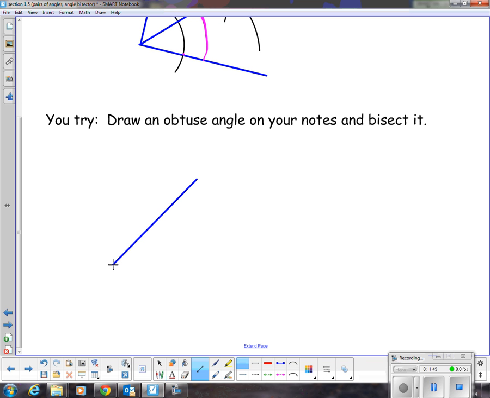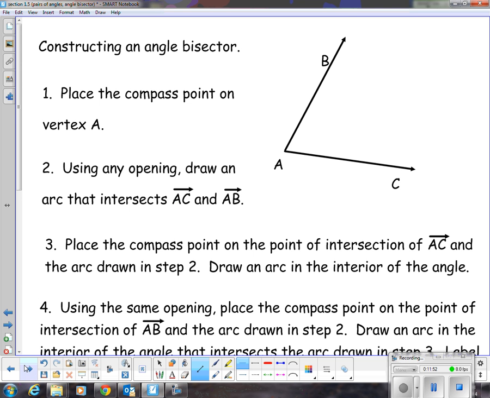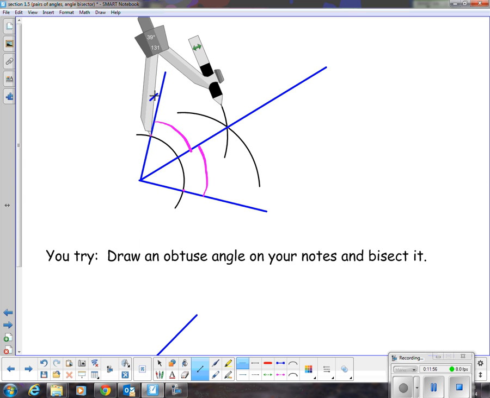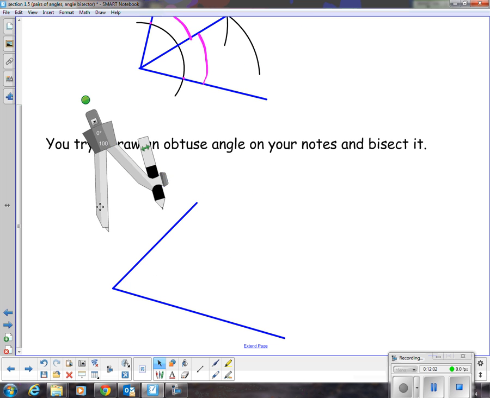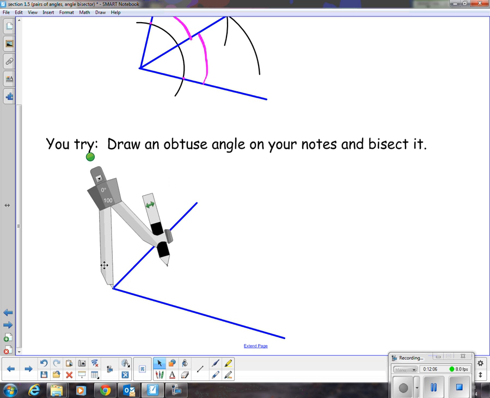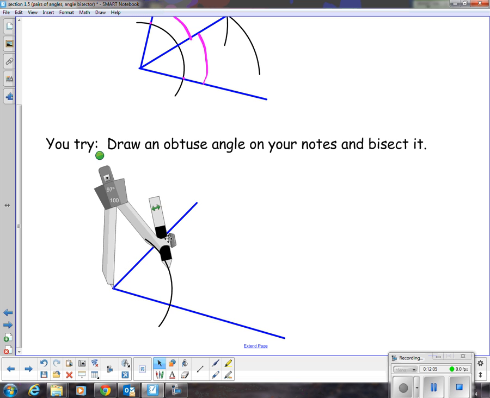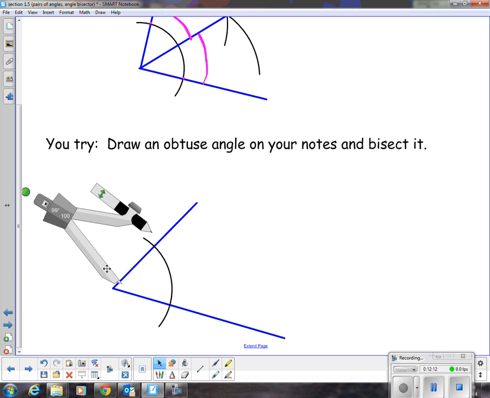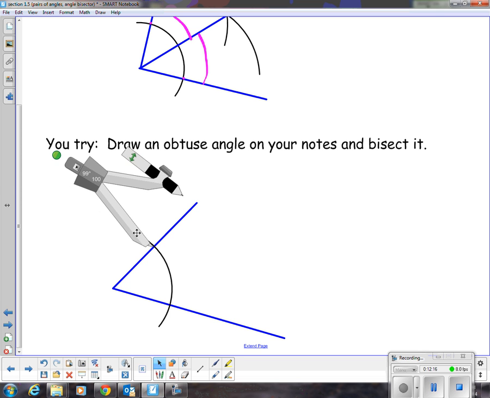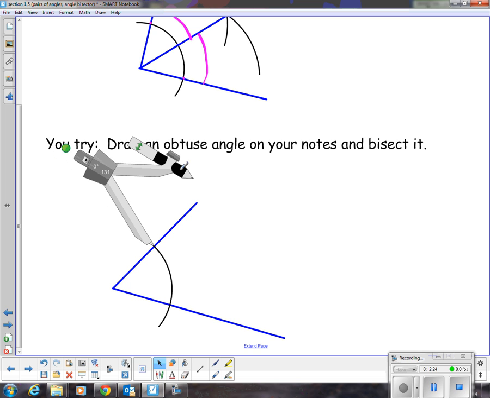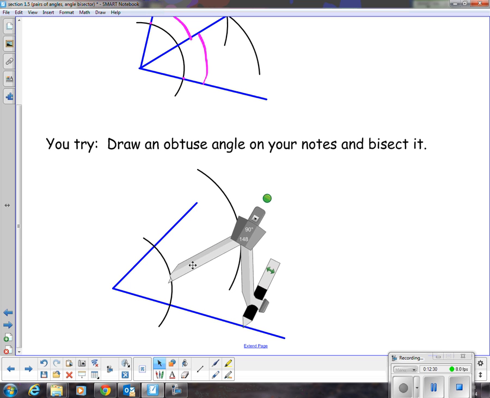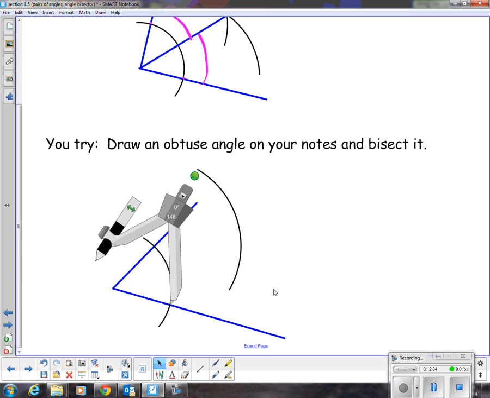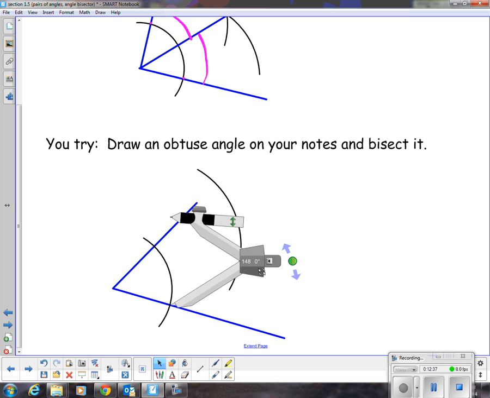So let me do this one more time. Let me grab my handy dandy compass up here. All right. So we begin with any opening we so desire on our compass. We put our compass point on the vertex of the angle, and now we draw an arc, and it must intersect both sides of the angle. Now we're going to take our compass point and put it on one point of intersection that we just made with the side. I'm going to open my compass just a little bit more, and I am going to make an arc. Then I'm going to put it on the other point of intersection, and I'm going to make an arc.